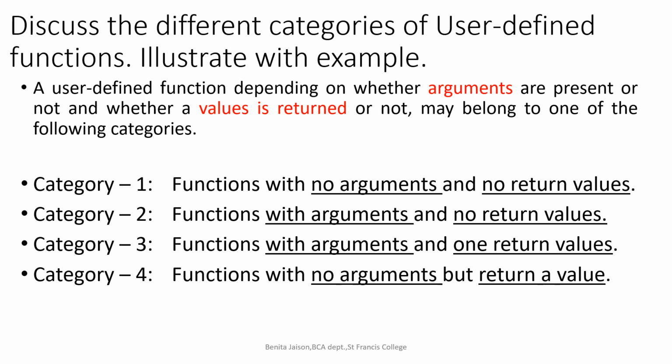As we know, a function will have a function name, a function return data type, and the arguments which are passed to the function. Depending upon the arguments passed and the return value, we can categorize the functions into four. The first category is functions with no arguments and no return value. Second, functions with arguments and no return value. Third, functions with arguments and one return value. And fourth, functions with no arguments and a return value.